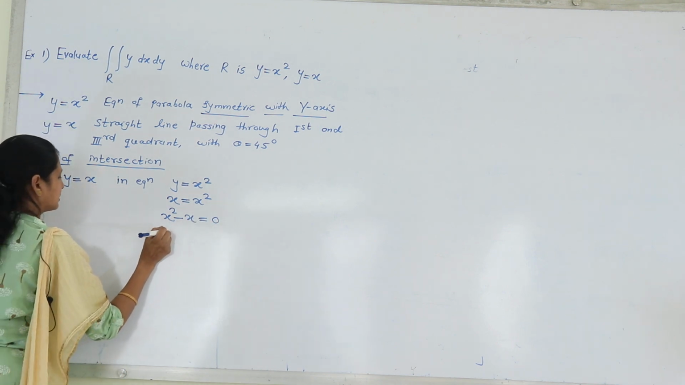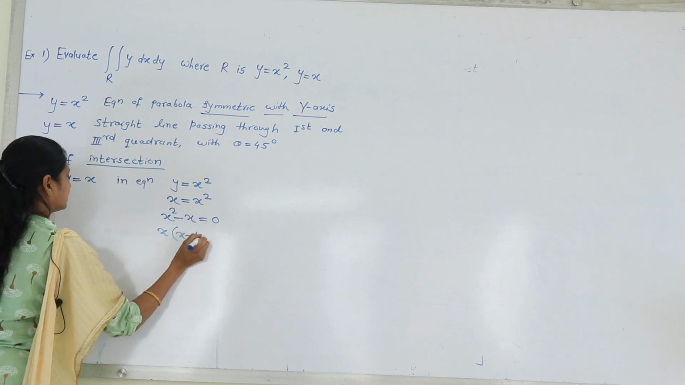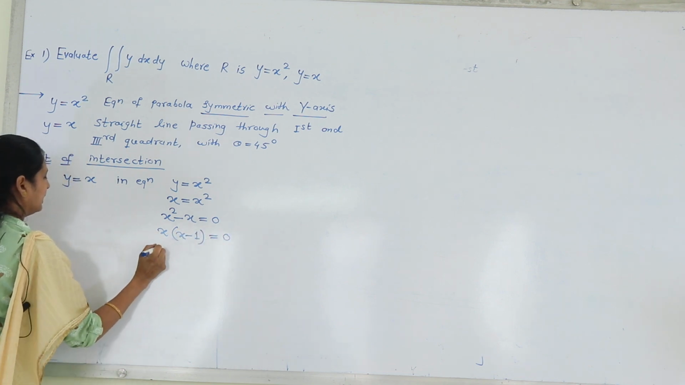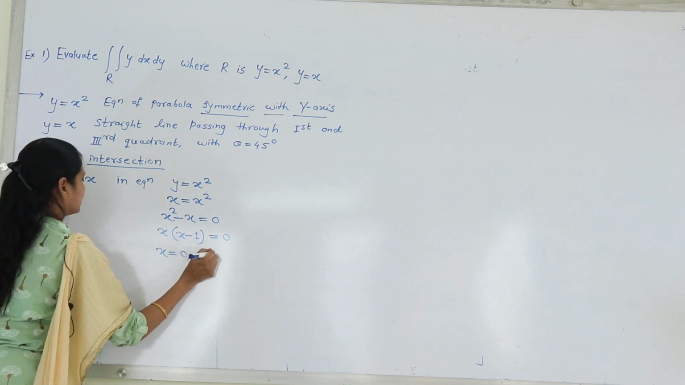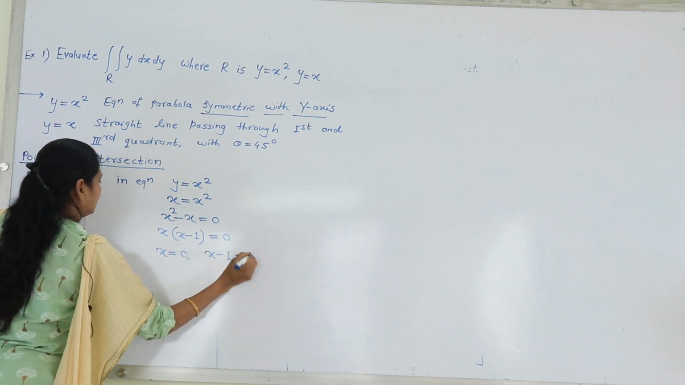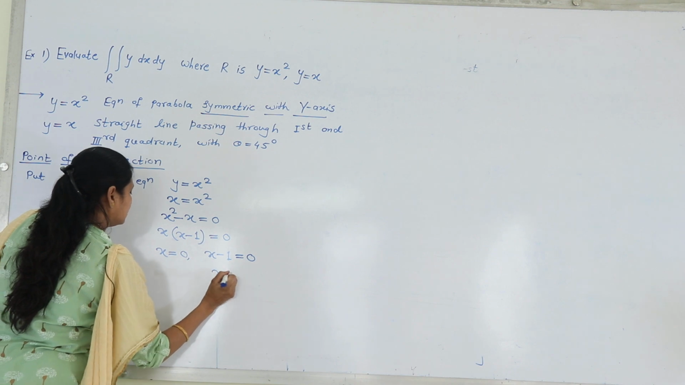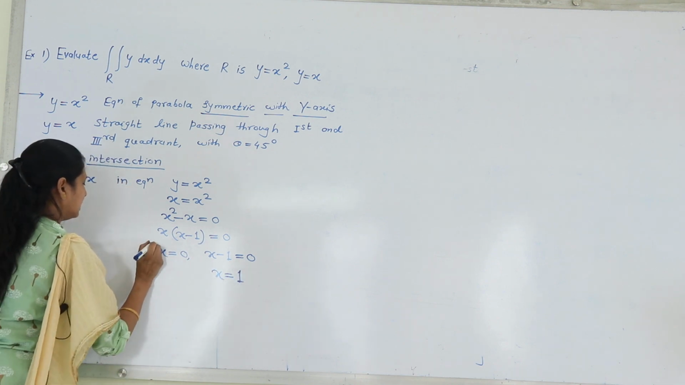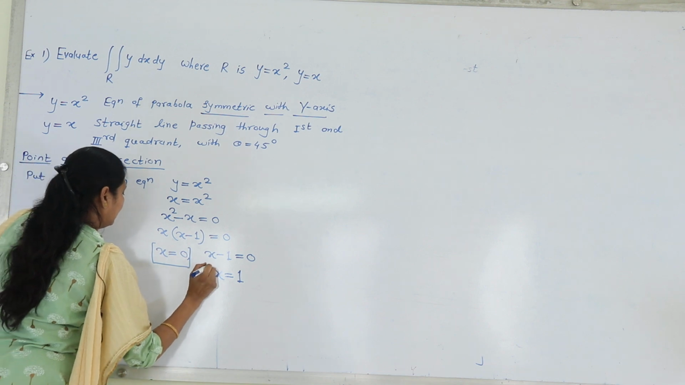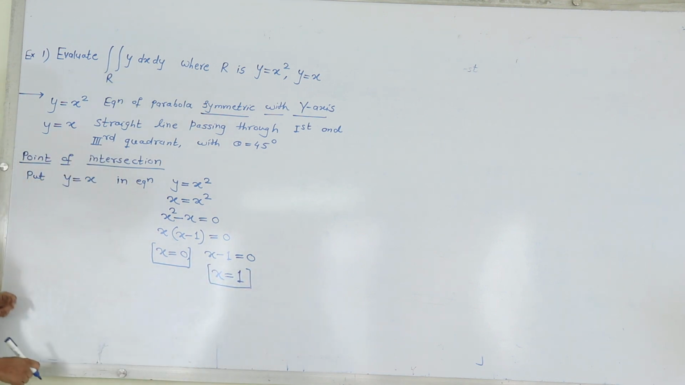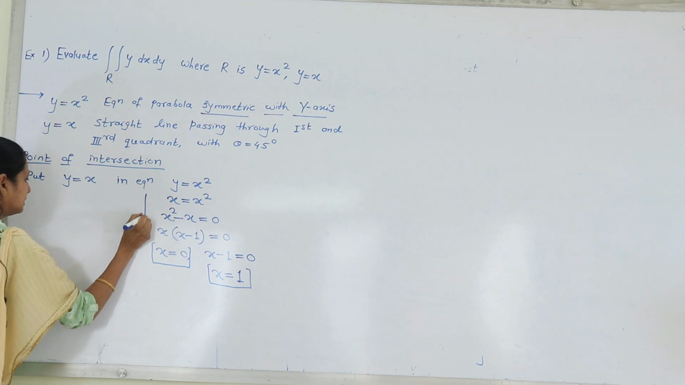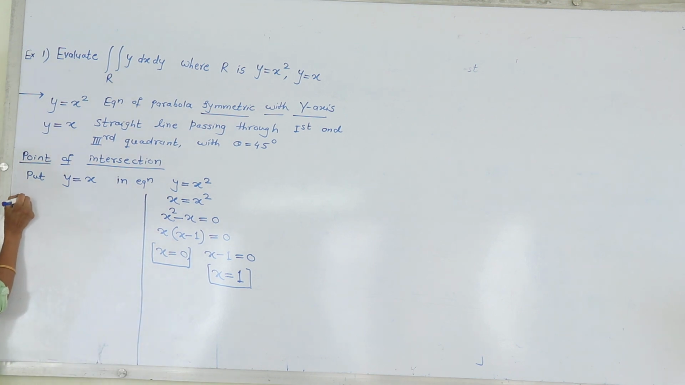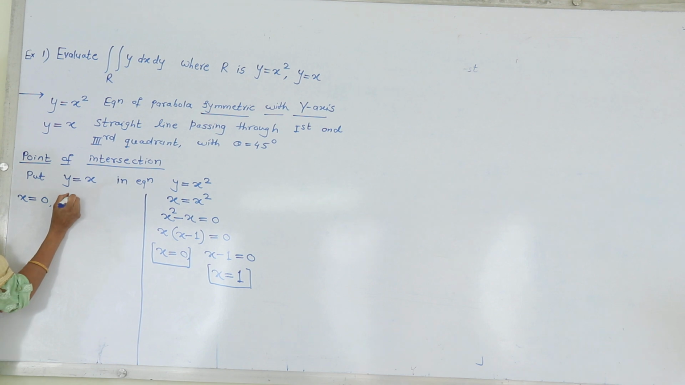From this x is common: x into x minus 1 is equal to 0. So x is equal to 0, or x minus 1 is equal to 0, which means x is equal to 1. These are the x coordinates. Now for these values of x, we have to find y also. For x is equal to 0, if we put x is equal to 0 in y is equal to x, you will get y is also 0.